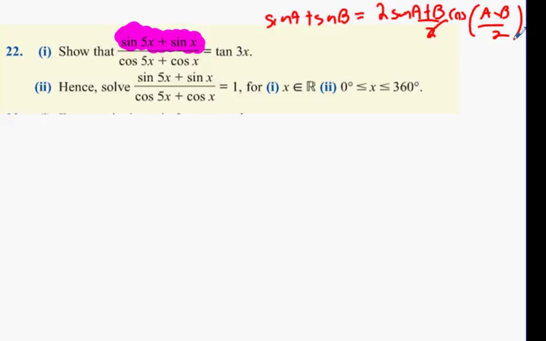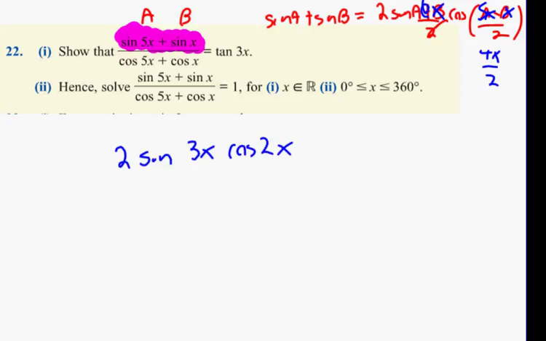What's A? 5x. What's B? x. Add them together. A plus B would be 6x. 6x divided by 2 is 3x. A minus B, 5x minus x, 4x. 4x divided by 2, 2x. Okay, that's easy money, isn't it?